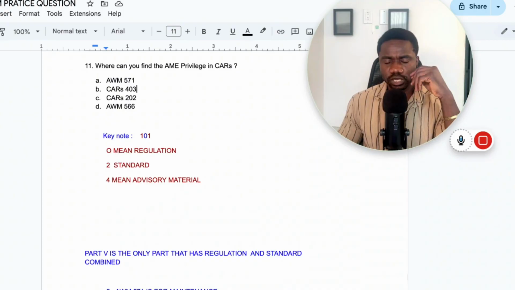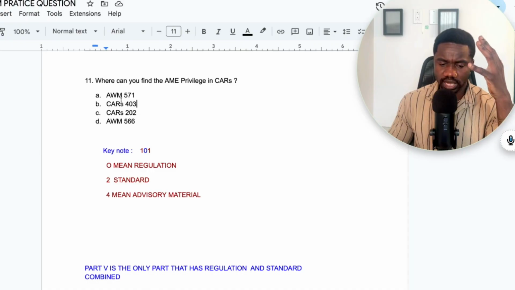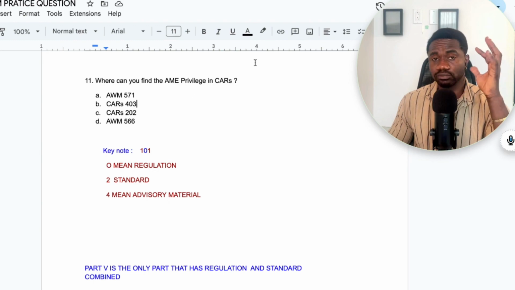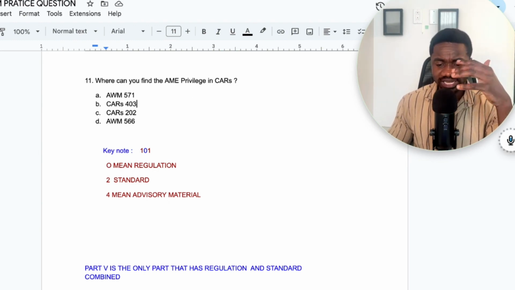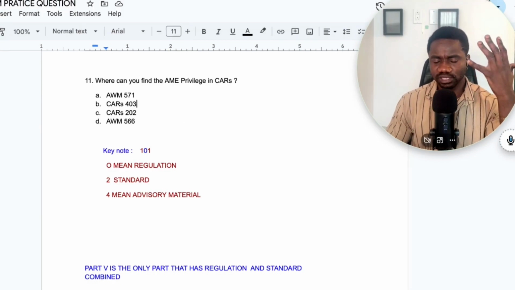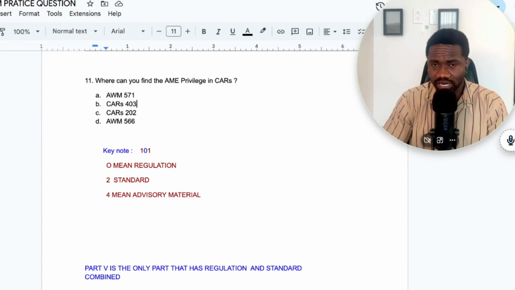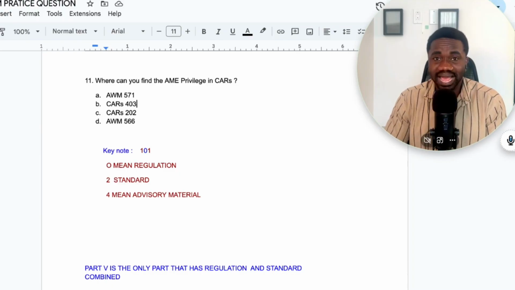Alright guys, before I tell you the right answer, we're going to go through these options: A, which is AWM 571, then CARs 403, 202, and AWM 566, and understand what each of them means. In the CARs, there are different types of parts, several of them. This is one of the topics I usually recommend people memorize, because it's a lot, and if you memorize it the right way, you can definitely pass these CARs easily.